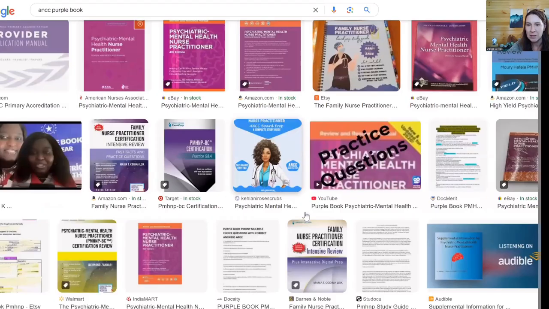So I'm going to stop sharing my screen here, and hopefully you can still see me. And I'm going to show you this purple book. All of my study materials are still in here. This is the 4th edition. I'm hearing that there is a 5th edition. I don't know if that's the case. I honestly don't think you need the 5th edition. This is going to cover it.